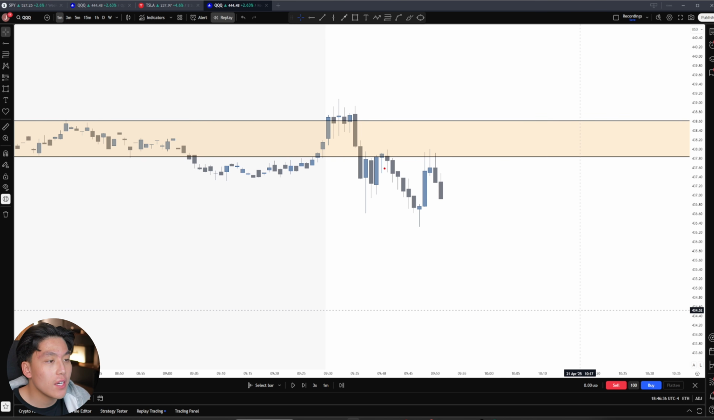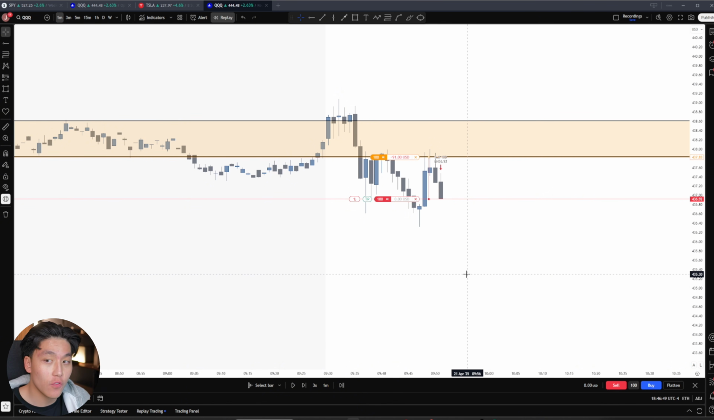So as you can see here on the QQQ, we have multiple rejections off of this 437.80. You can see that the sellers are stepping in off this level as well. This is where we can go look to short with a stop just above. And in this case, for our targets, we're going to be looking for that next liquidity level.